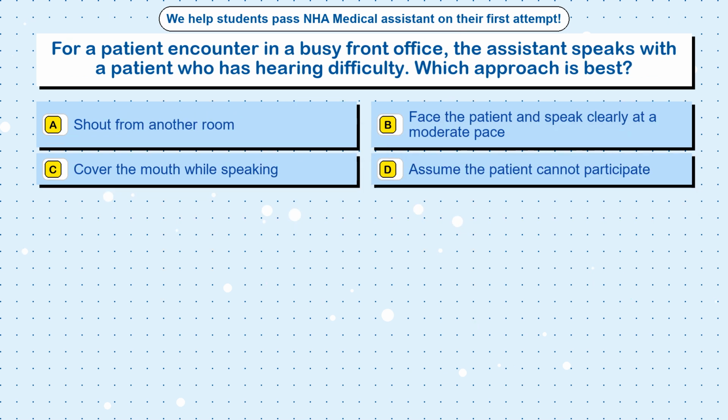Question 94. For a patient encounter in a busy front office, the assistant speaks with a patient who has hearing difficulty. Which approach is best? Option A, shout from another room. Option B, face the patient and speak clearly at a moderate pace. Option C, cover the mouth while speaking. Option D, assume the patient cannot participate.